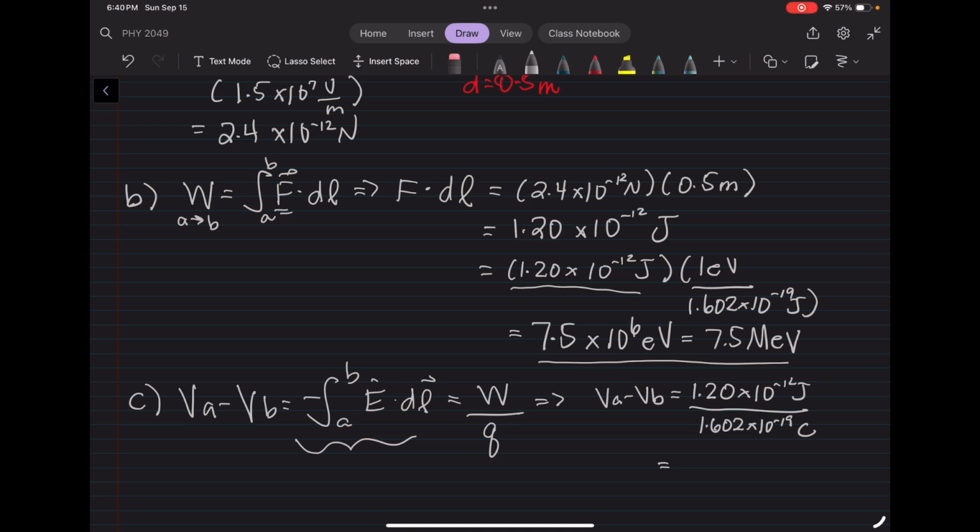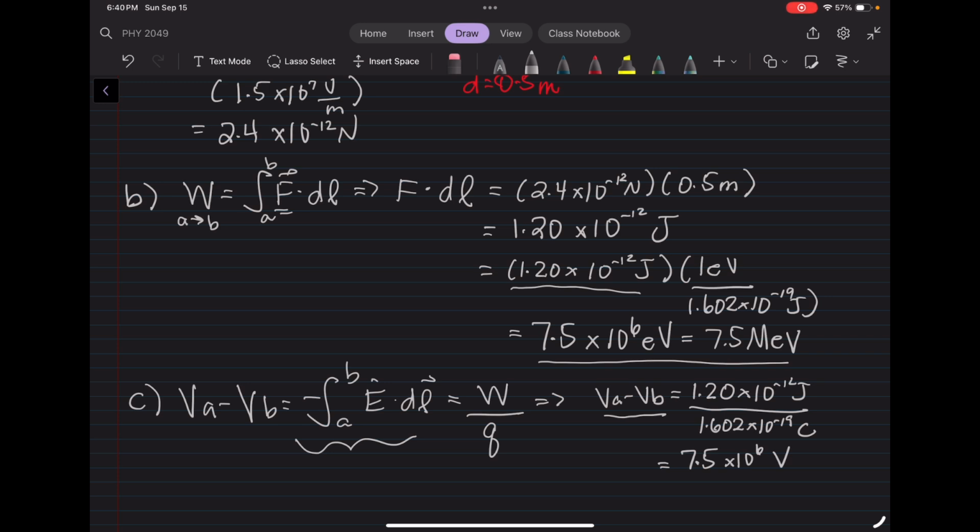Because we already did that. We did 1.2 times 10 to the minus 12 divided by 1.602, but that was different units, right? That was a unit conversion. So now we're dividing it by coulombs. Joules per coulomb is a volt. So we're going to get 7.5 megavolts, or times 10 to the 6 volts, right? No E there, because we're not finding units of energy, we're finding units of potential.